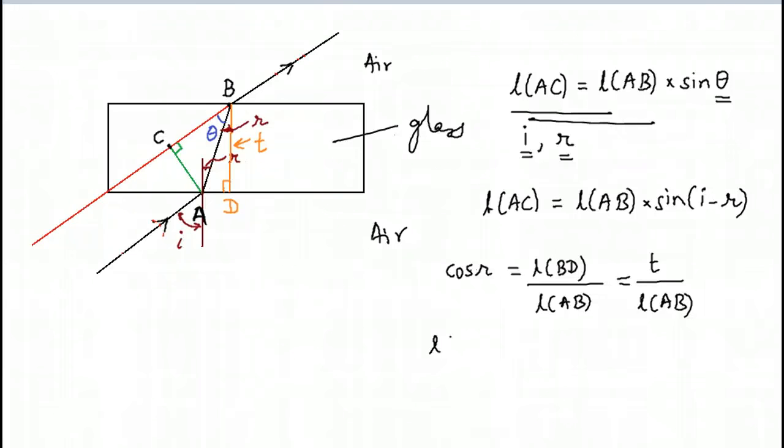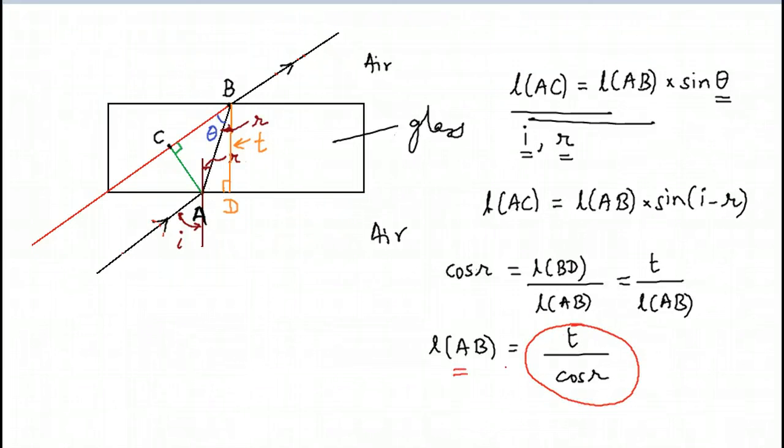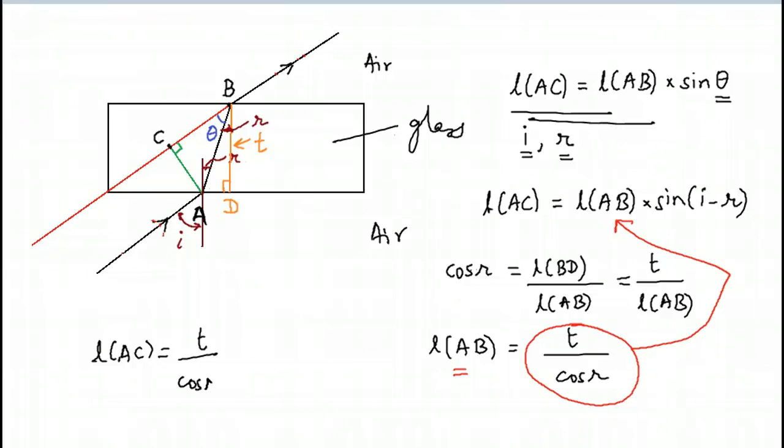So essentially I have length AB equals T divided by cos R, and it's now very elementary. This T upon cos R I substitute for length AB in this expression over here, and finally I get my result, namely the lateral deviation of the ray, length AC, is equal to T divided by cos R, that's length AB, times sine of I minus R, which is what we wanted to prove.